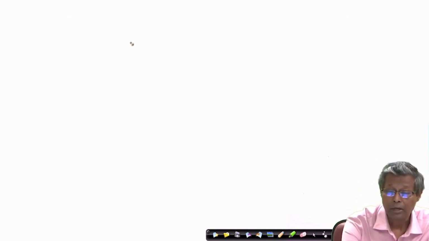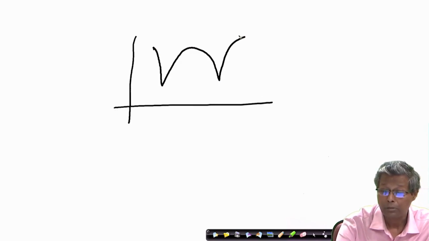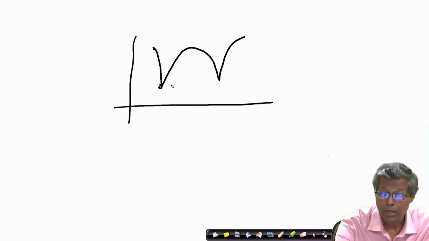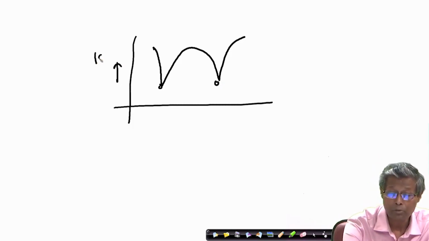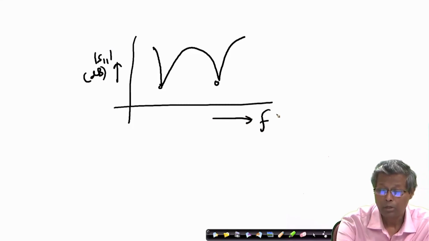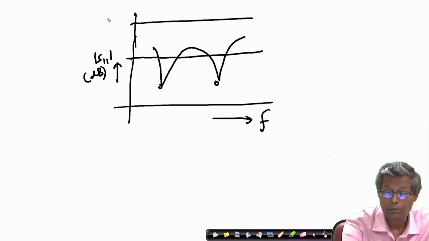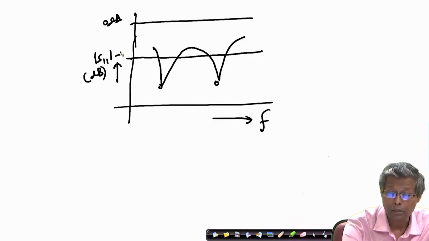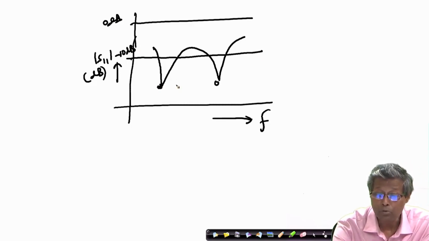So, let us look at a structure where we have two resonant dips. These two resonant dips can be used to generate a multiband structure. So, if this is mod S11 dB and this is frequency, let us assume that this is the 0 dB line and this is the minus 10 dB line. So, this can be used to generate dual band behavior at frequencies f1 and f2.